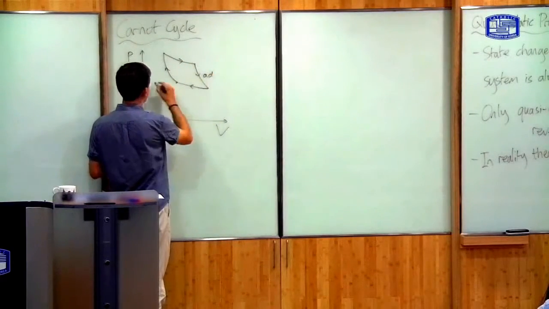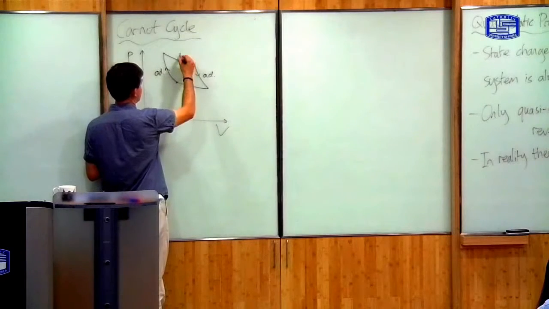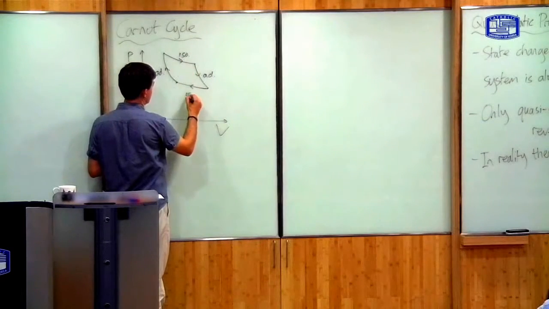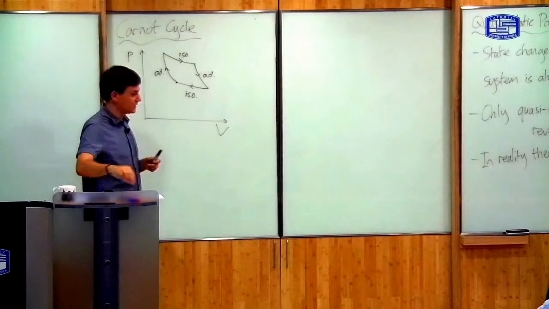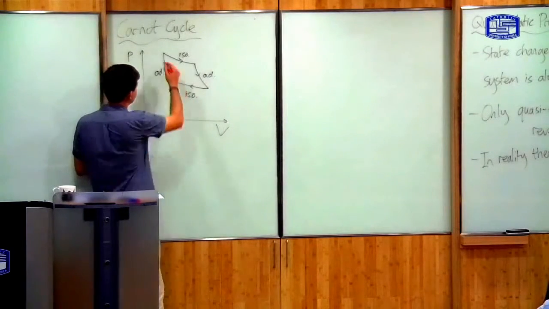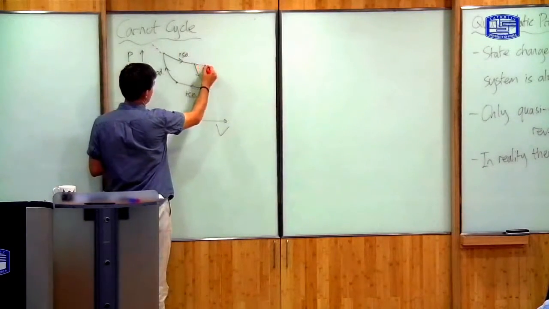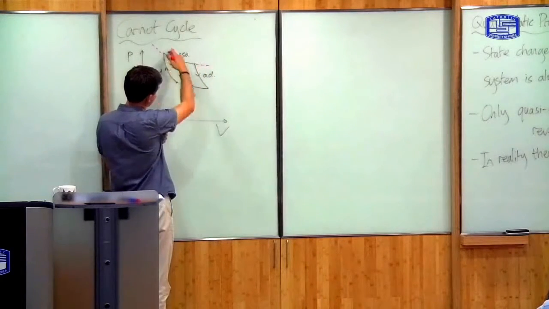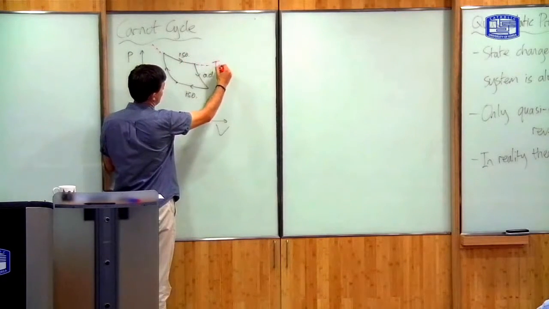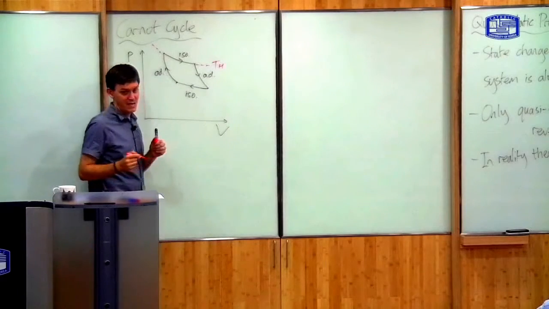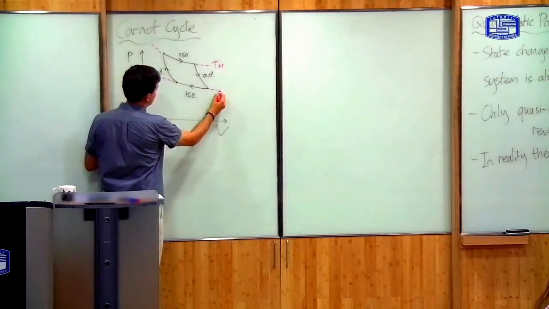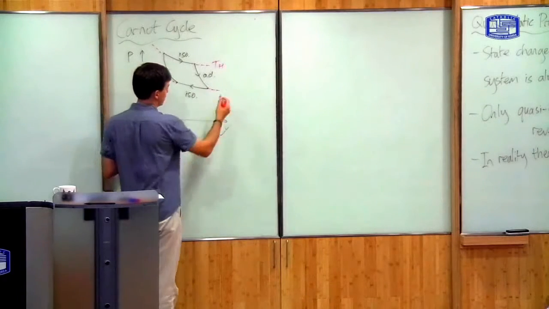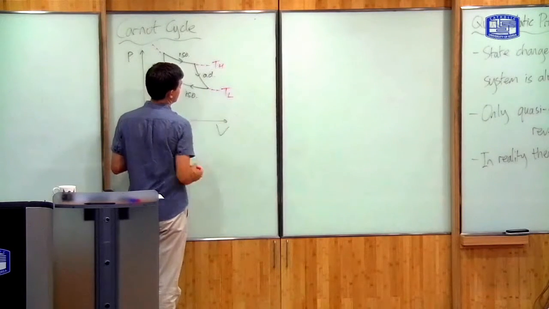So this is adiabatic, this is isothermal, this is isothermal. We defined this cycle as the Carnot cycle last time. If we suppose that this temperature up here is a constant temperature, this is the highest temperature the cycle reaches, we'll call it TH. And the temperature down here is the lowest temperature the cycle reaches, so we'll call it TL.